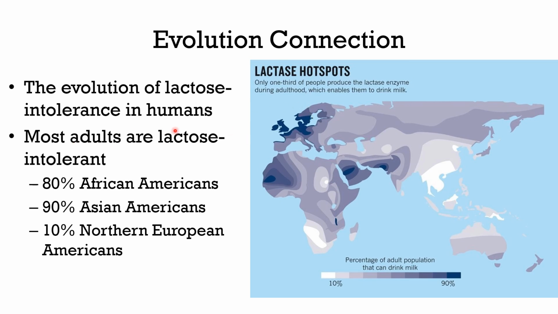Okay, if you look at individuals that are lactose intolerant, most African Americans are going to be lactose intolerant because most of Africa is also places where there are not going to be lactose tolerant people. Most Asian Americans are also going to be lactose intolerant, but if you're from Northern Europe or Western Europe, you're going to tend to be tolerant of lactose.